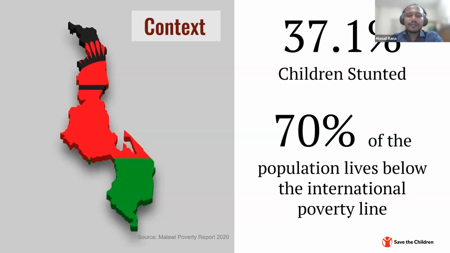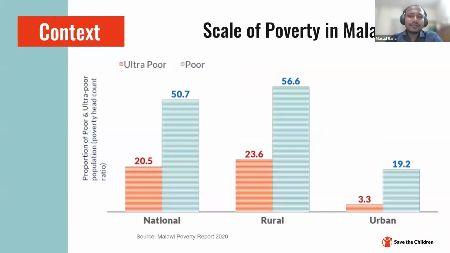And many of you already know Malawi is one of the poorest countries in the world, where around 70% of the people live below the international poverty line, right? And it's no surprise that more than 1 out of 3 children is stunted and malnourished there. So that's the context. And if we go to the next slide, then you'll also see the poverty percentage, and you might wonder, wow, we thought 70% of the people are living below the poverty line. But you have to remember that was the international poverty line.